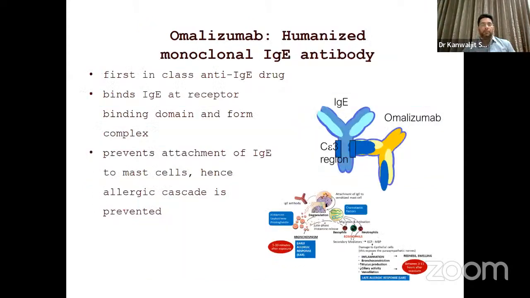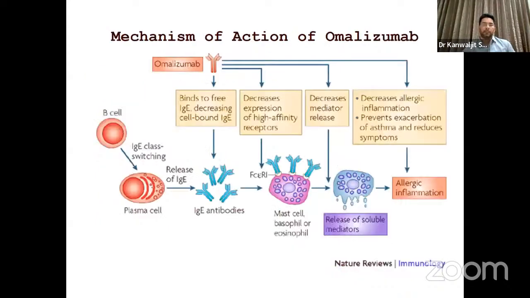So what is omalizumab? Omalizumab is a humanized monoclonal IgE antibody. It binds to the IgE at the receptor binding domain and forms a complex, which prevents the attachment of IgE to mast cells, and hence it prevents the allergic cascade. So this is the mechanism of action of omalizumab.